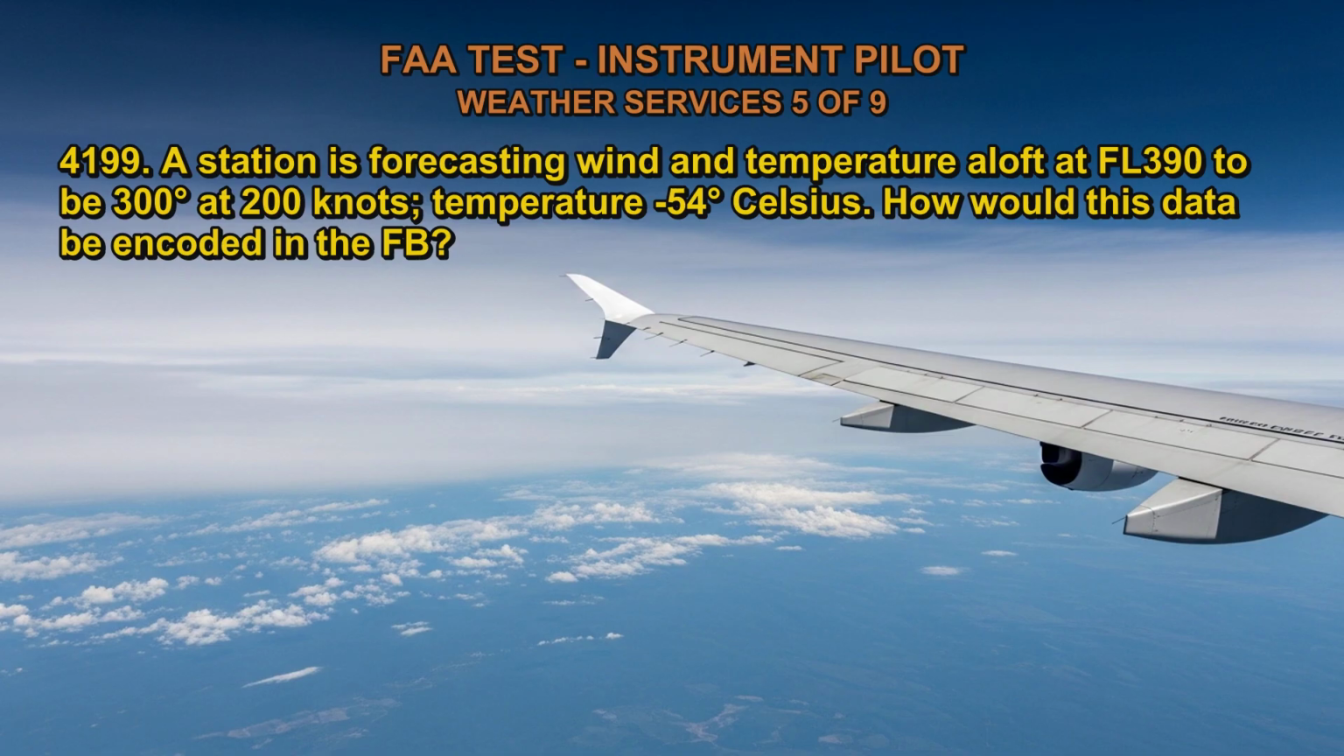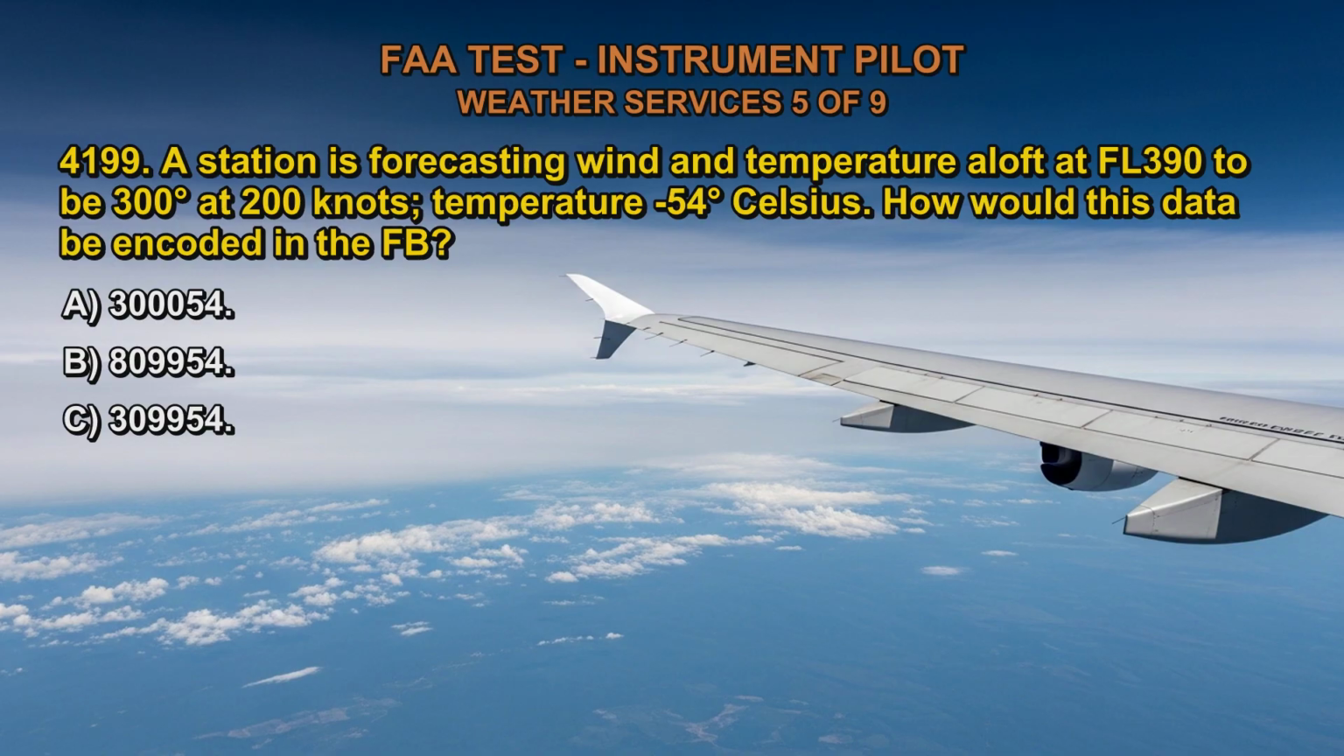4199. A station is forecasting wind and temperature aloft at FL 390 to be 300 degrees at 200 knots. Temperature minus 54 degrees Celsius. How would this data be encoded in the FB? A. 300054. B. 809954. C. 309954.